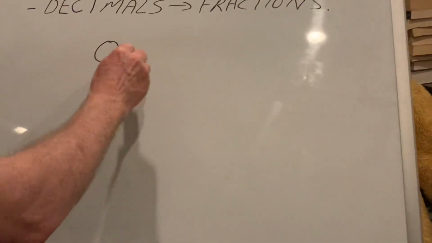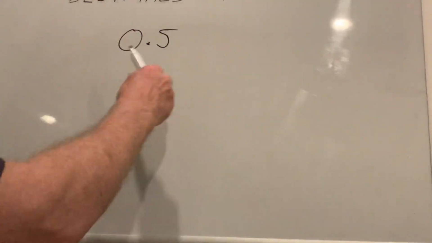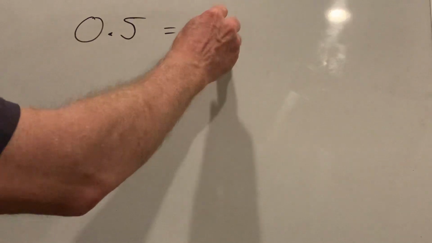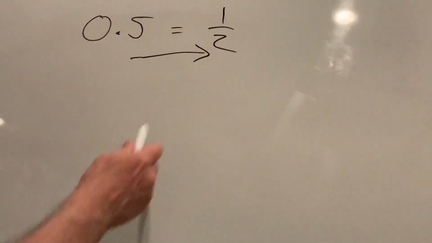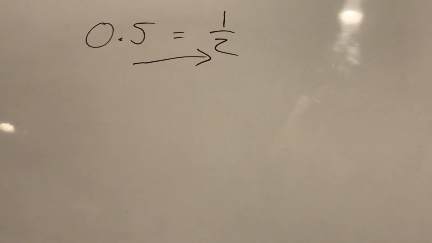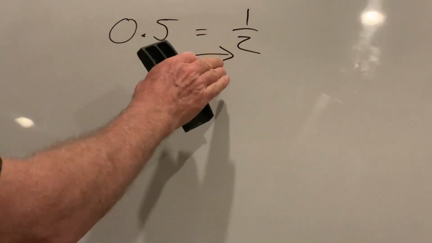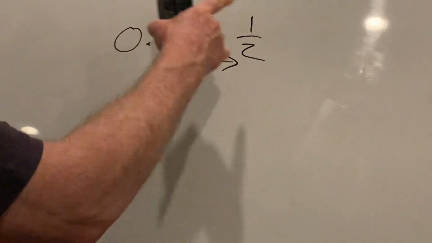if I said to you 0.5, so converting decimals to fractions, I think most of you would say, well, that does equal 1/2. But how do you get from there to there? And I thought about it. And actually, there's a bit more to it than meets the eye. I mean, most people know 0.5 is a half, but how do you actually get from the decimal to the fraction? Well, guess what? I'm going to show you.